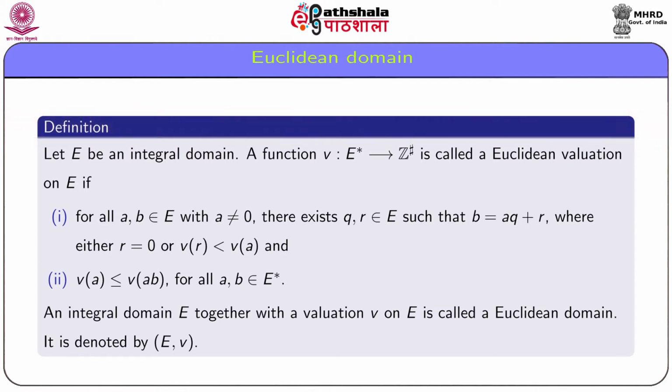So, the valuation is actually a generalization of the absolute value in case of the ring of integers, and in case of polynomials it generalizes the degree of a non-zero polynomial. In all these cases, recall that the absolute value of an integer is always non-negative and degree is also always non-negative. That is why here we have taken the valuation function v from E star into Z hash, the set of all non-negative integers, and valuation is taken only on E star, not on E, because we cannot define degree of the 0 polynomial.